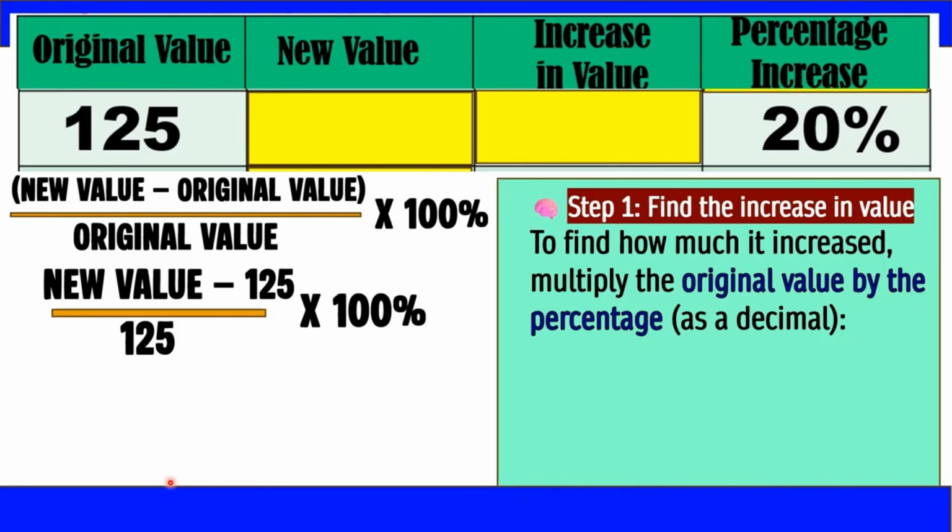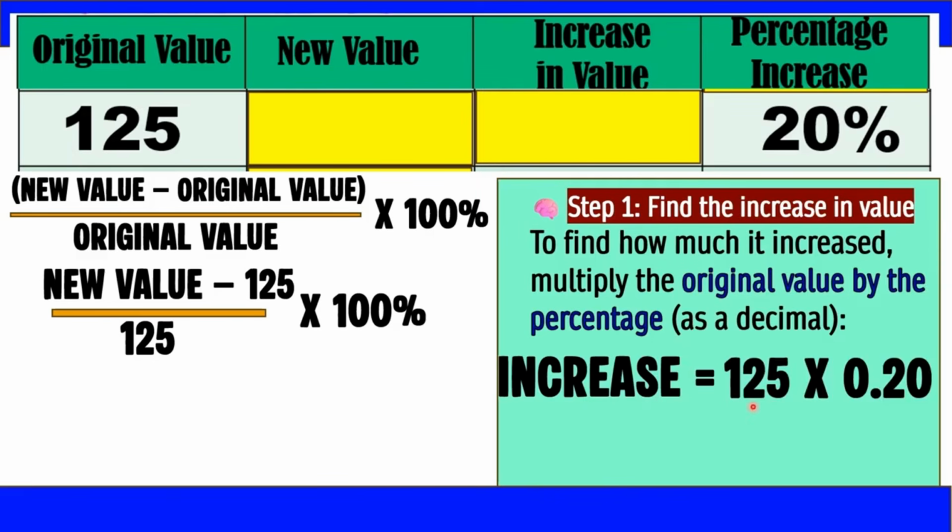We have our step number 1. Find the increase in value. To find how much it increased, multiply the original value, which is 125, by the percentage as a decimal, which is 20%. So again, to find the increase, multiply 125 times 0.20. So 125 times 0.20, the answer is 25. Therefore, the increase in value is equal to 25.